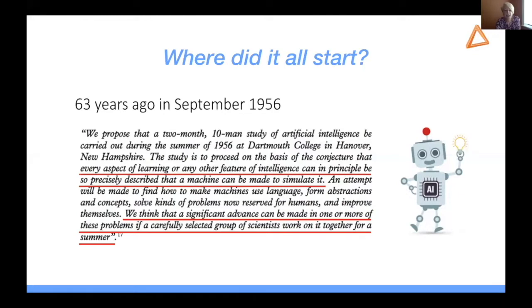Modern AI really started in 1956. In September, so next month, that'll be 64 years ago, at a meeting at Dartmouth College in New Hampshire in the USA, 10 scientists gathered together for a couple of months over the summer and believed it would be possible to describe every aspect of learning or any other feature of intelligence so precisely that a machine could be built to simulate it.